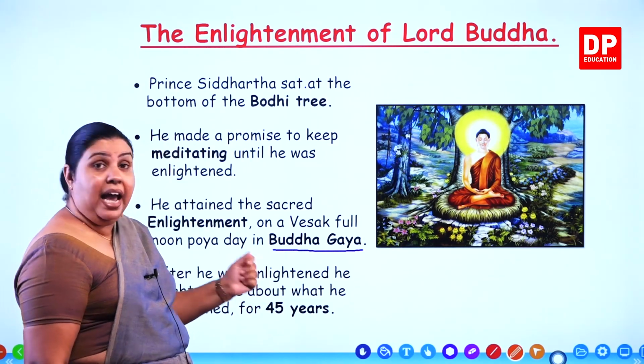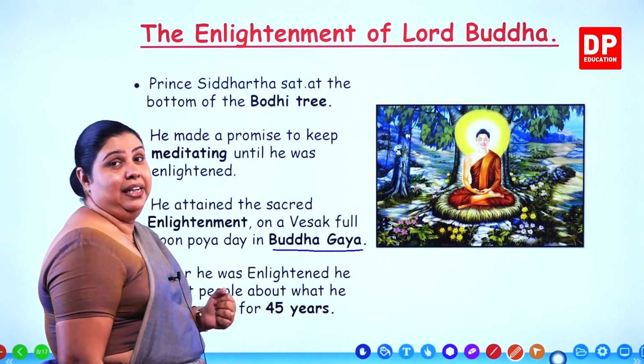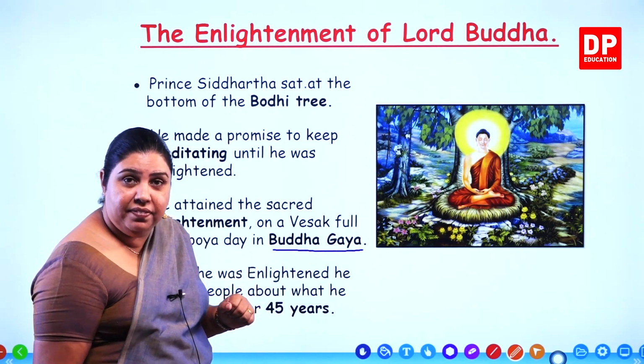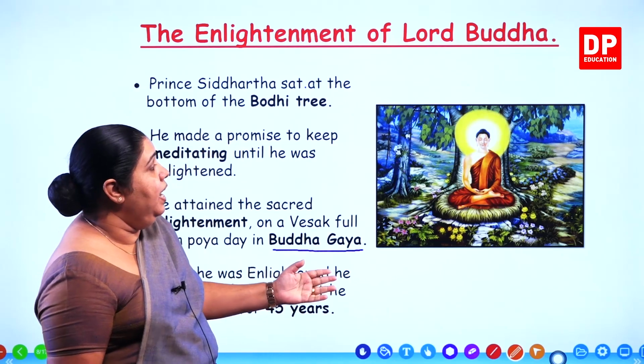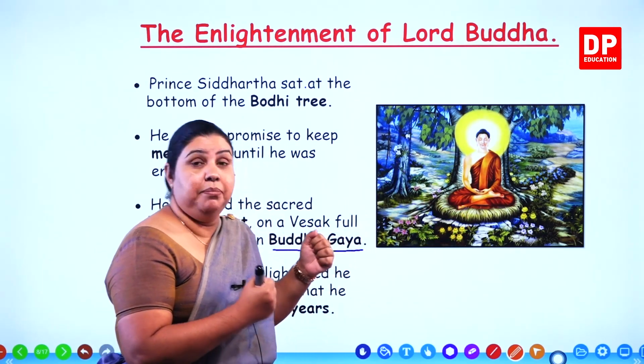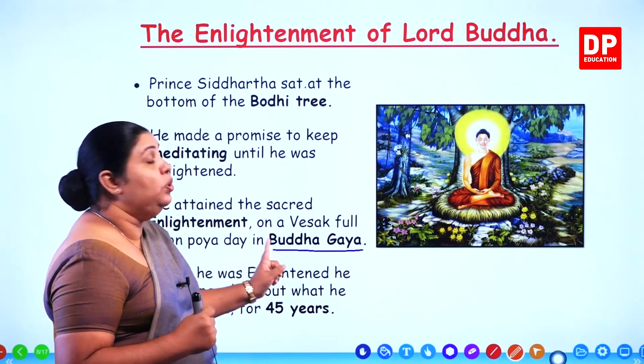After he was enlightened, he taught people about what he had learned for 45 years. For 45 years. So this is where the Prince Siddhartha was enlightened and became the Buddha. Where did that happen? At Buddha Gaya.